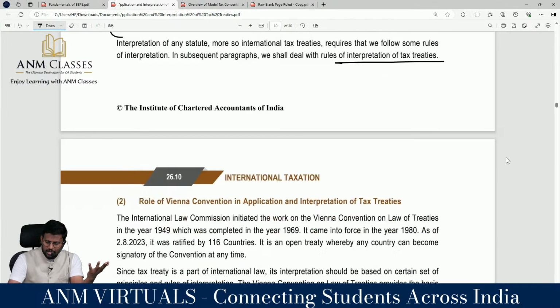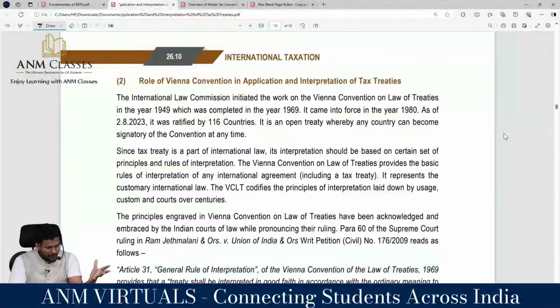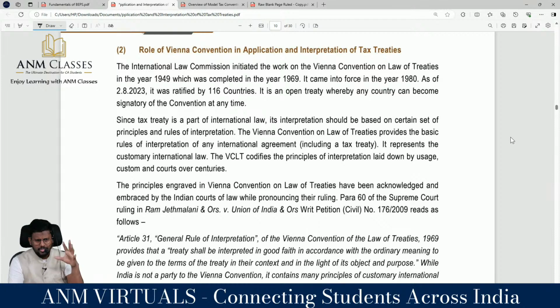So we have to adopt the VCLT, right? What is VCLT? Vienna Convention of Law of Treaties. So, what is the role of the Vienna Convention in the application and interpretation of any treaty? This may be a question for you.